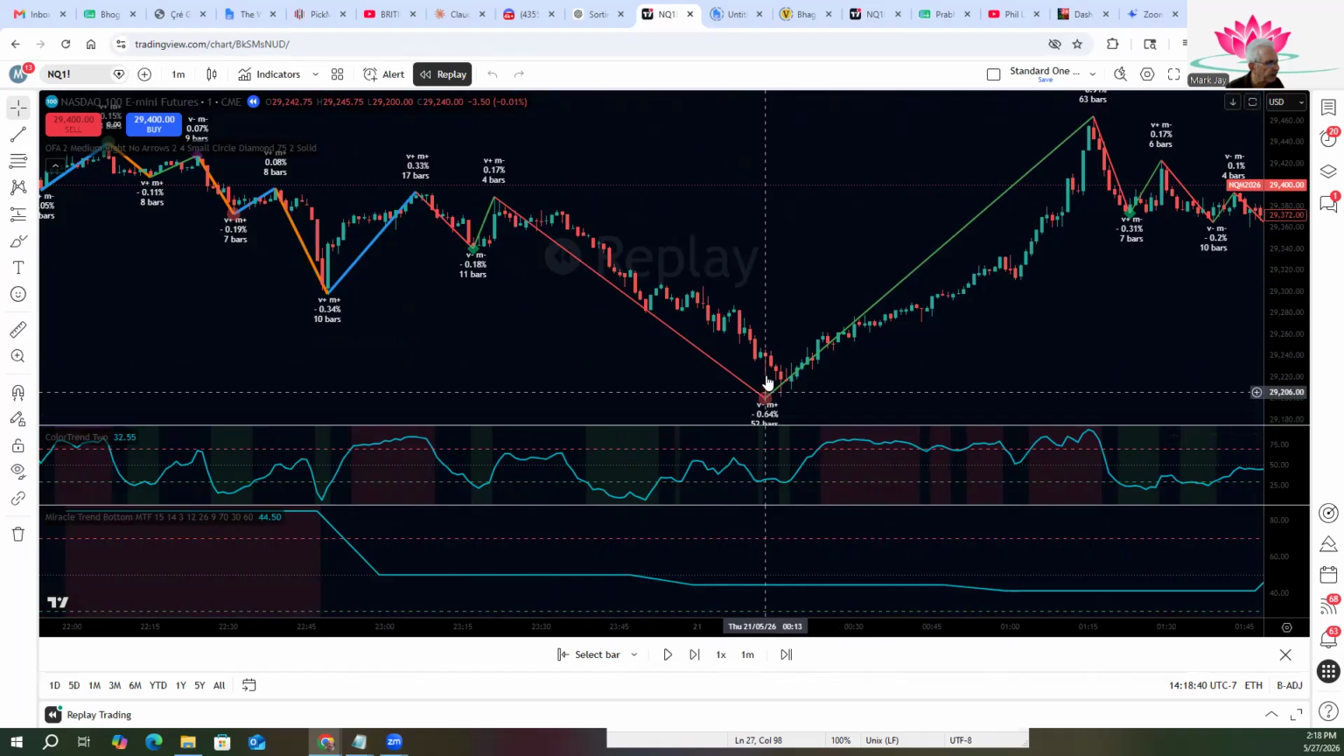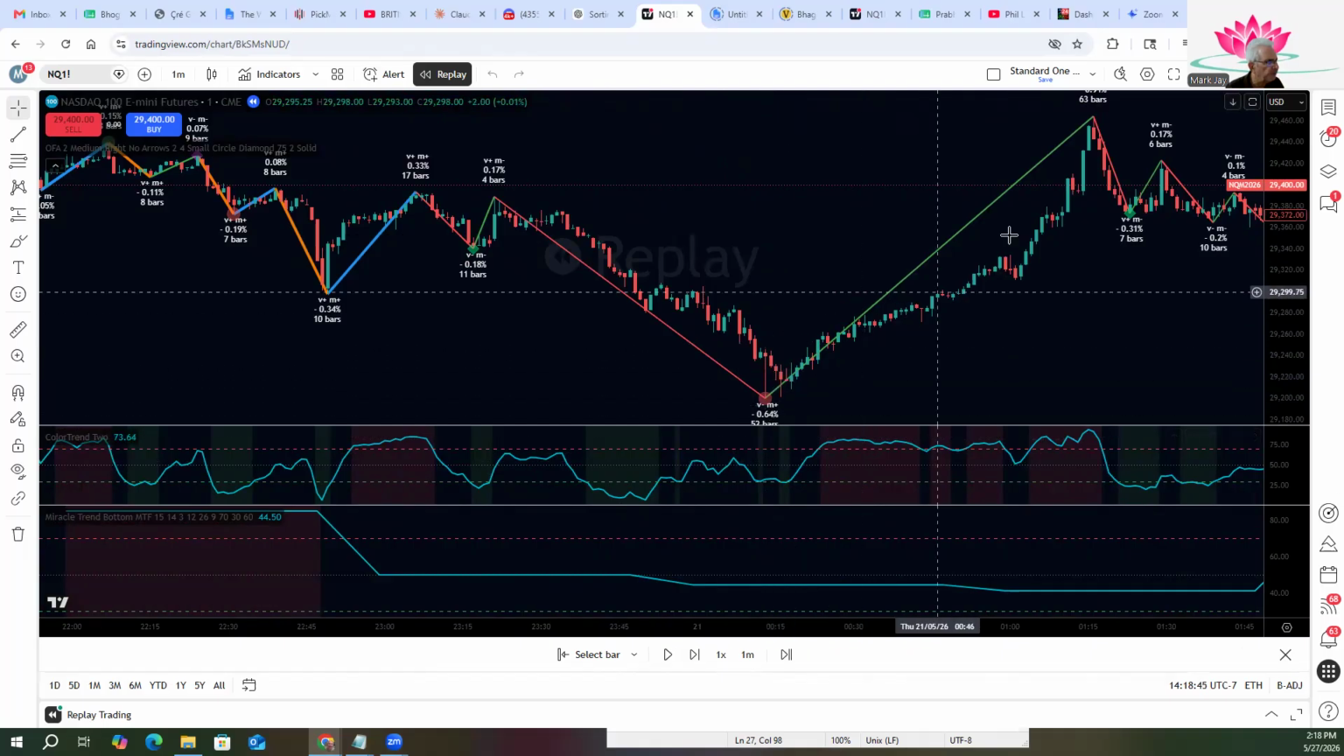Look at this beautiful trade here. Market bottomed out right here. We have a green background. Boom. Straight up.